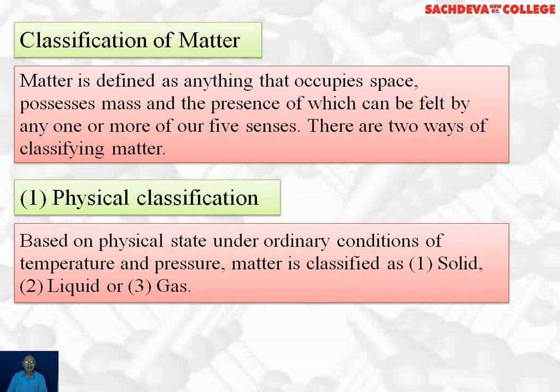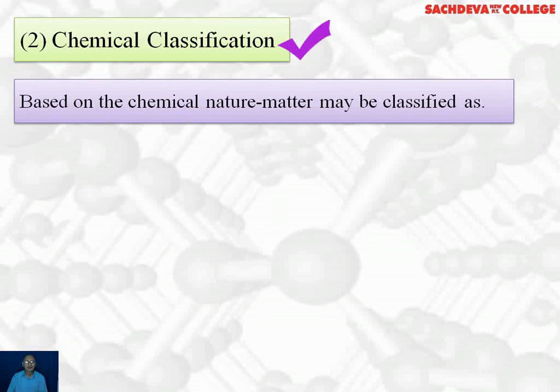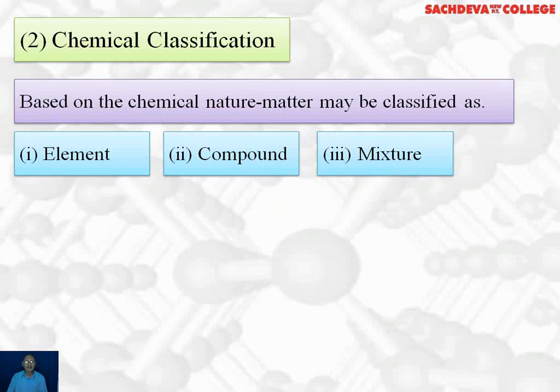On the basis of physical state, under ordinary conditions of temperature and pressure, matter is classified as solid, liquid, or gas. Chemical classification: based on the chemical nature, matter can be classified as element, compound, and mixture.